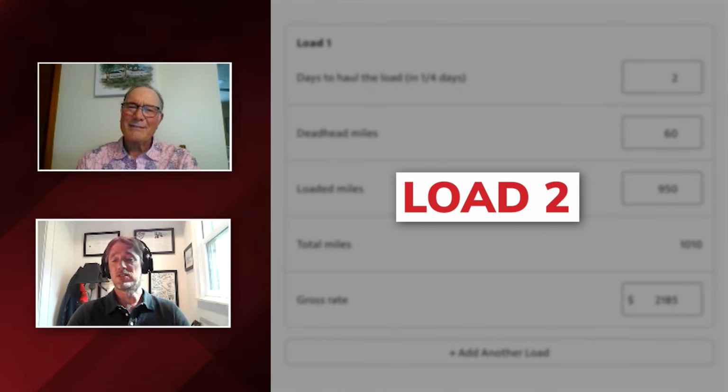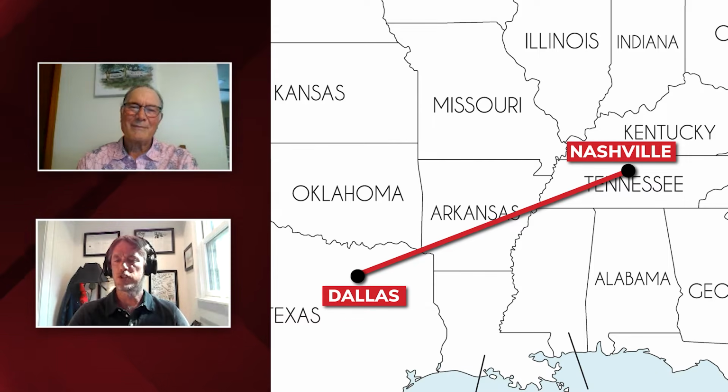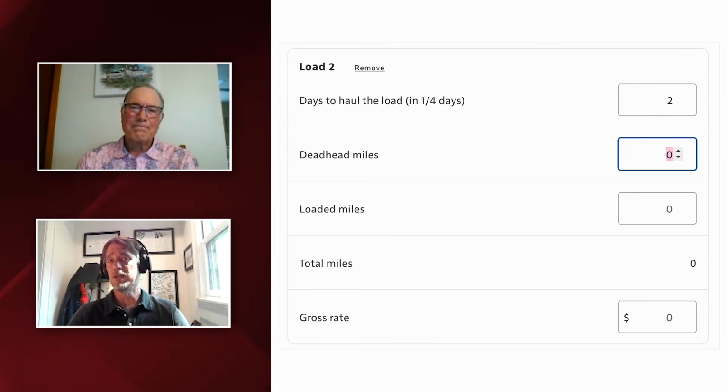In the calculator, what you'll see when you start adding information here is an option for a second load will come up down here. This second load is going a shorter distance to the Nashville, Tennessee area, about 650 miles. He's still budgeting in 2 days for it, however, because it's not going to be available for pickup until the afternoon of that day.